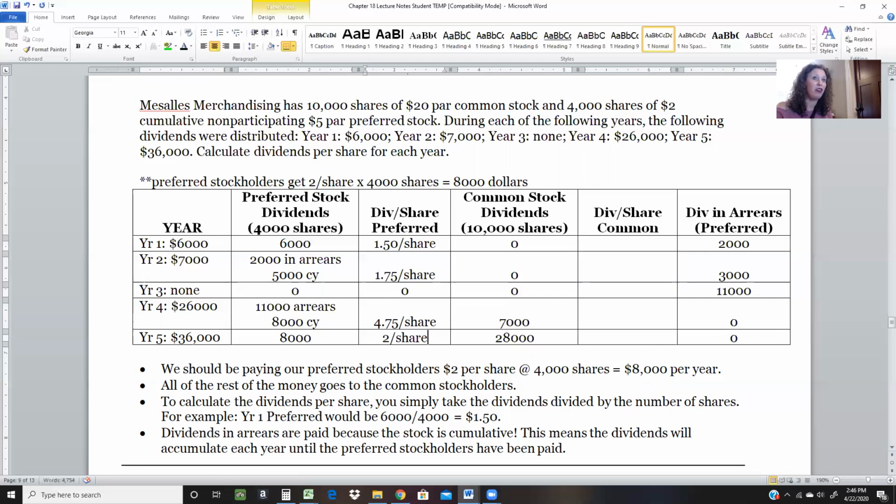So in an ideal world, I would have at least $2 a share to give to all of my preferred stockholders. So I'd have at least 8,000 to give out every year. But every year is different based on how much money we make and how much money we can distribute. So this is where we ended up.